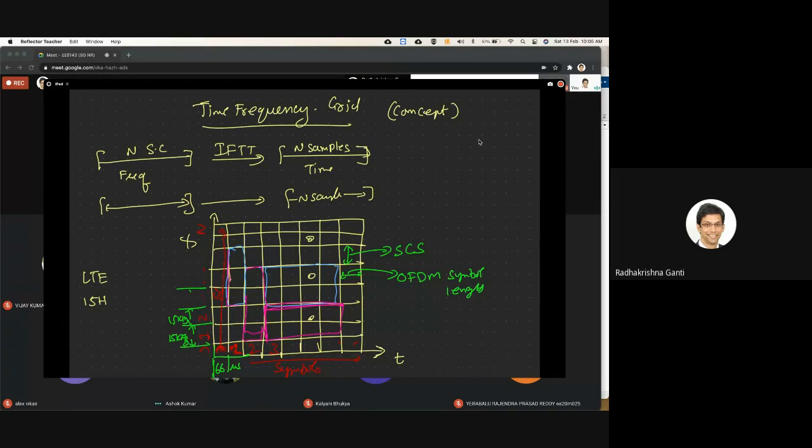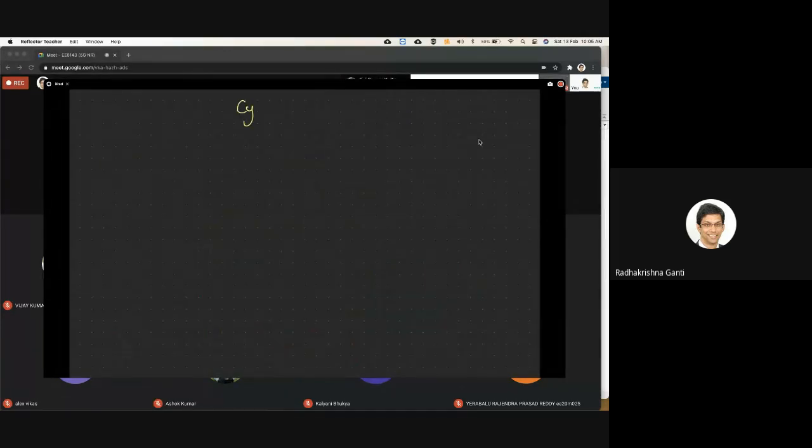We'll talk about all these things in detail: what are the restrictions on the allocations, what are the different types of allocations, and all this. Okay, so now let's go to the next topic. Cyclic prefix.